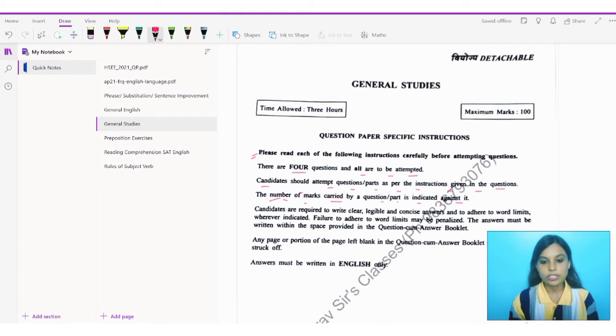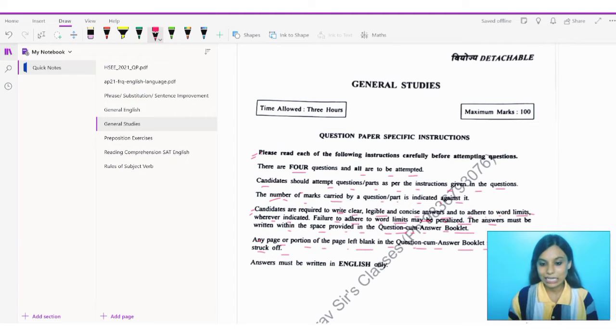Next is candidates are required to write clear, legible and concise answers and to adhere to the word limits. So of course word limits are given over here. I would be showing you where the word limits are given wherever indicated. Failure to adhere to word limits may be penalized. Now the answers must be written within the space provided in the question-cum-answer booklet. Any page or portion of the page left blank in the question-cum-answer booklet must be clearly struck off.